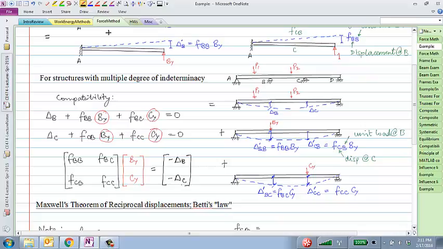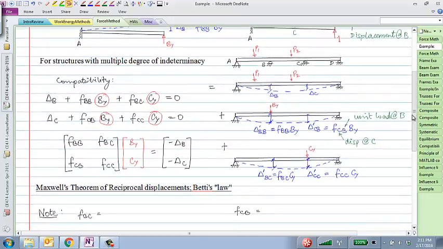Just send it to a computer, it'll crunch out the numbers. Doesn't matter whether it's a 2 cross 2 matrix or 100 cross 100 or million cross million, right? And believe me, there are structures and problems where you're solving a system of a million cross million equations. But anyway, this is the idea behind solving multi-degree of indeterminacy.